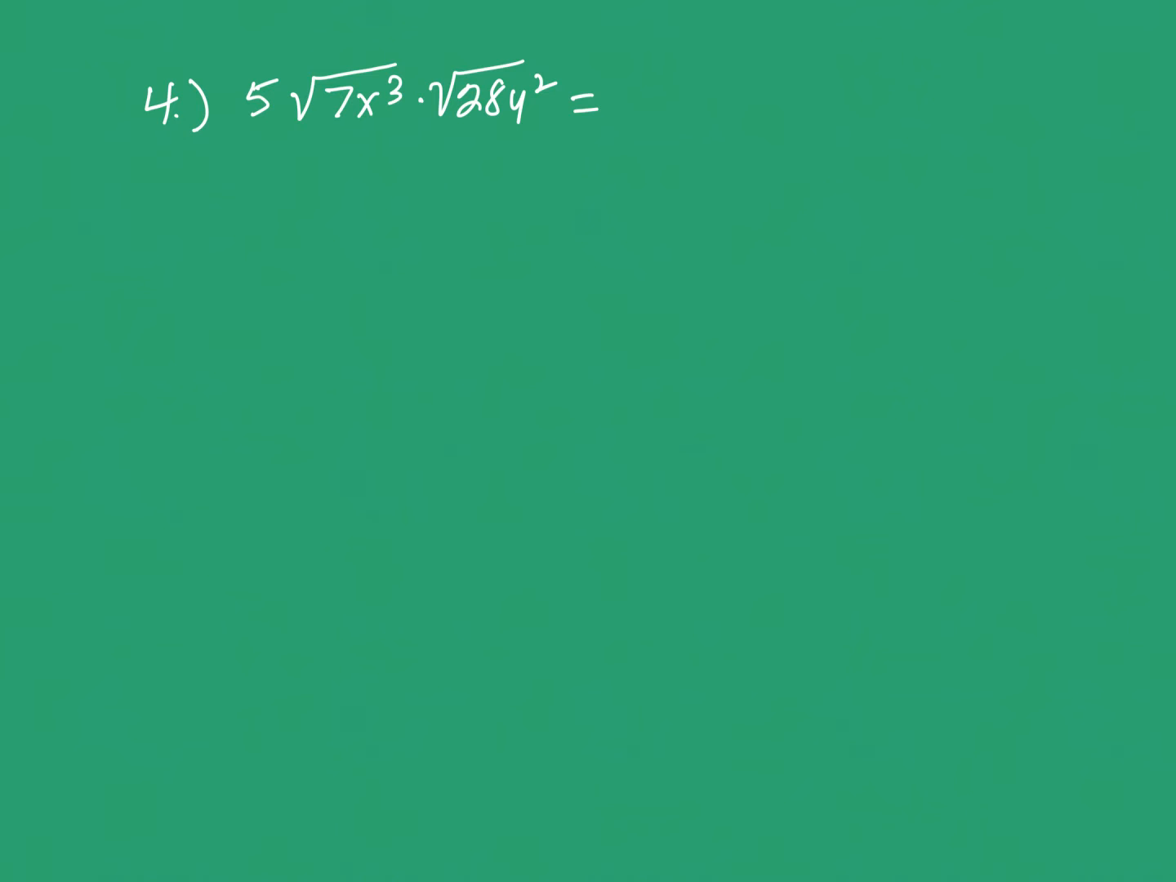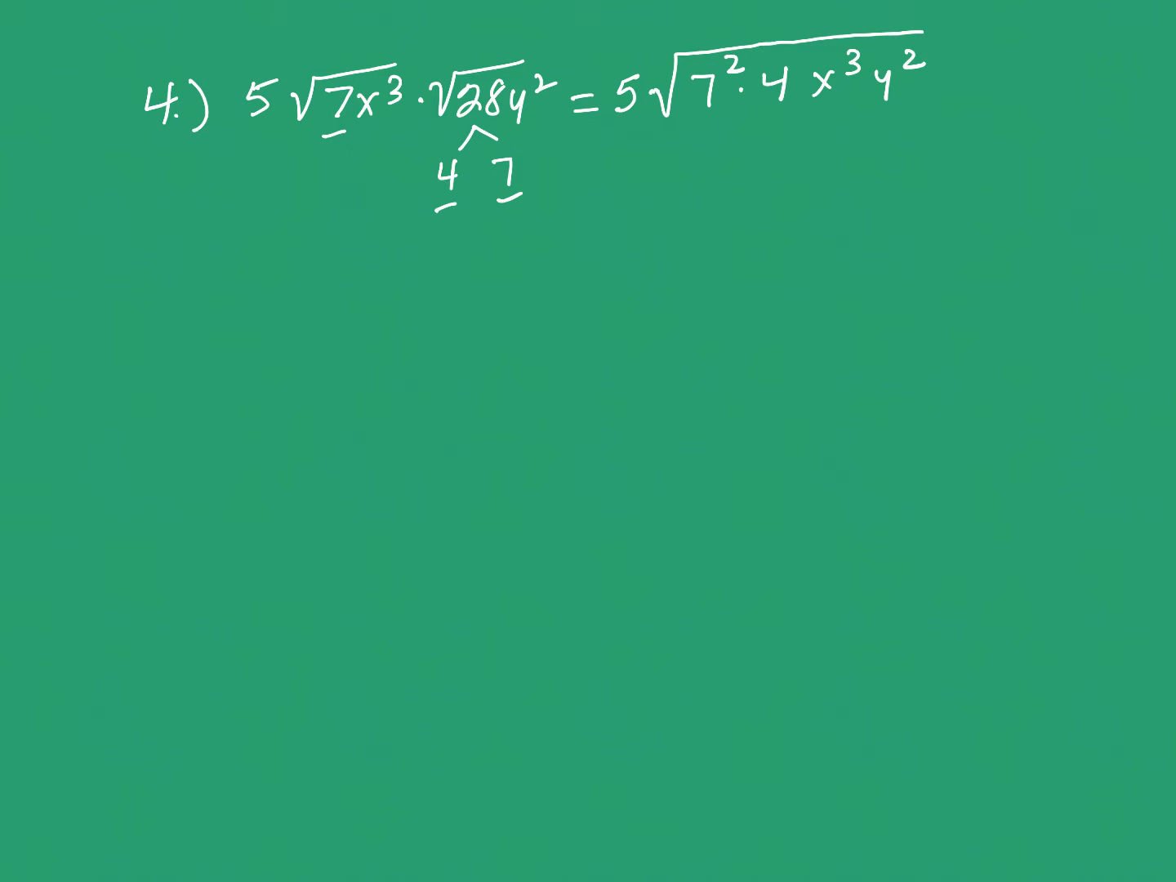So we're going to multiply these two. This is 28, which is 4 times 7. So we have 5 times, of course, we have a square root. So it's 7 squared. This one is 4, right? And we have x to the third power. And we have y to the second power. And we're getting the square root.